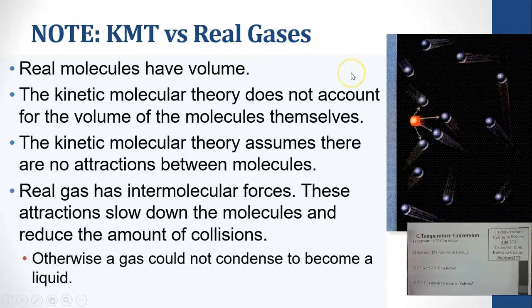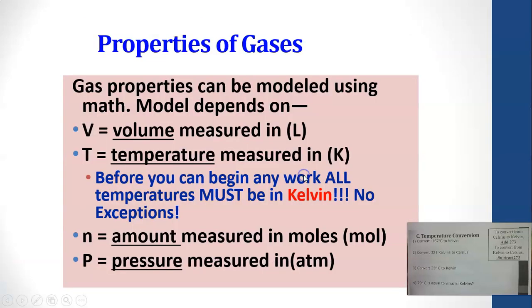Real gases have intermolecular forces, which we talked about a few units ago, so those gas particles can be attracted to each other. These attractions slow down the molecules and reduce the amount of collisions. Otherwise, the gas could not condense and become a liquid. It wouldn't be able to do that. They'd be too far apart.